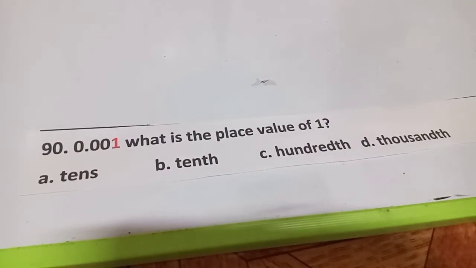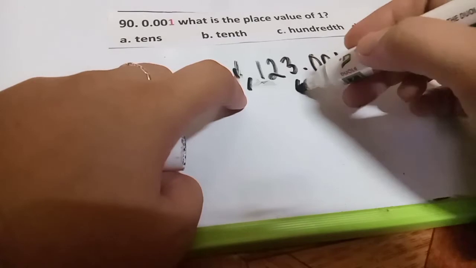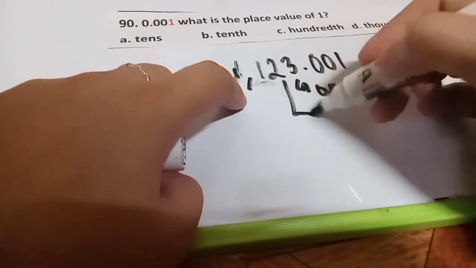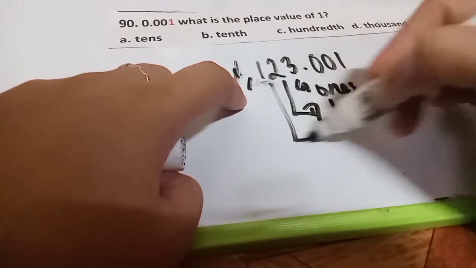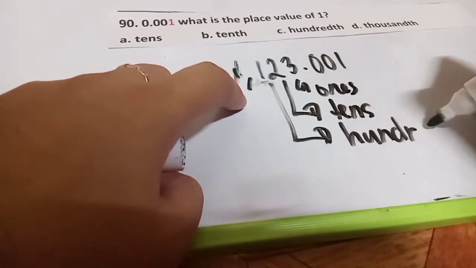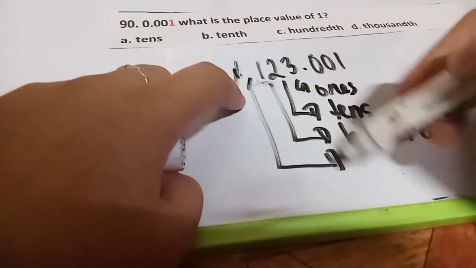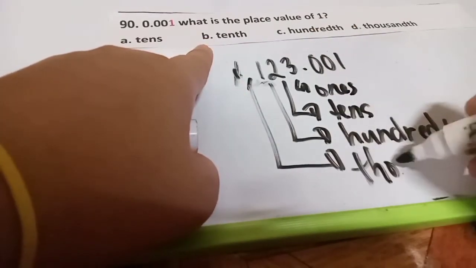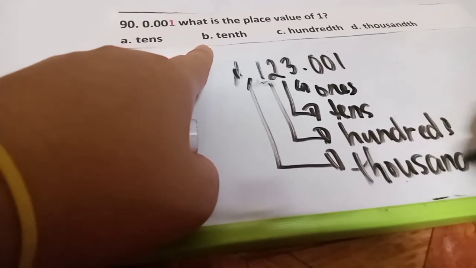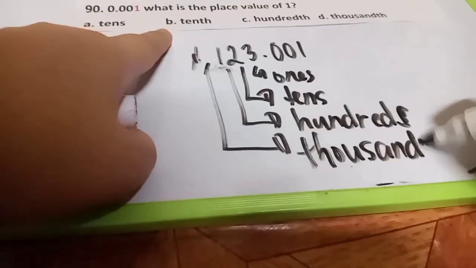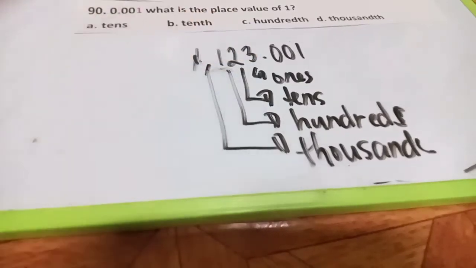0.001. What is the place value of 1? Okay, recall again our place values. Suppose we have 1,23.001. In this part, this is ones, tens, hundreds, thousands, right? This is for the whole number.